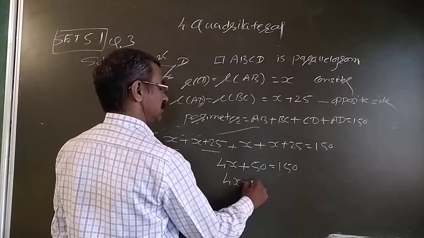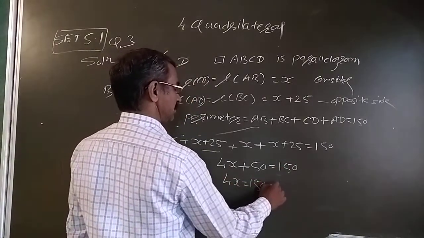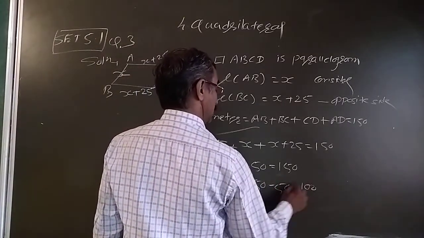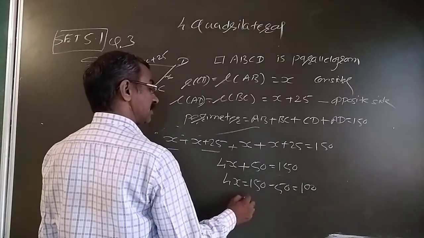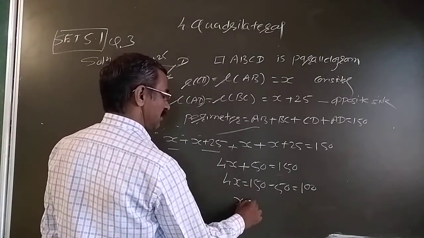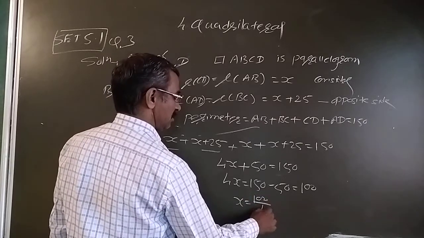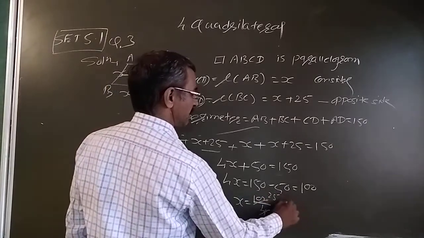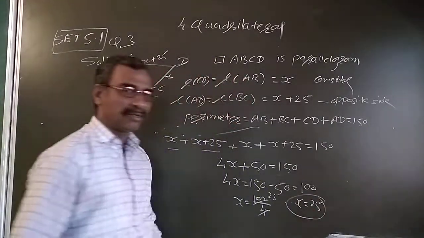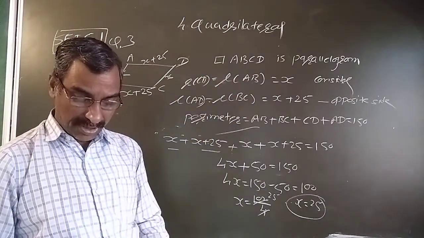4x plus 50 is equal to 150. This 50 transferred to the other side becomes minus 50. Subtraction gives 100. Then 4 divides 100. By dividing, we get the value of x is equal to 25.